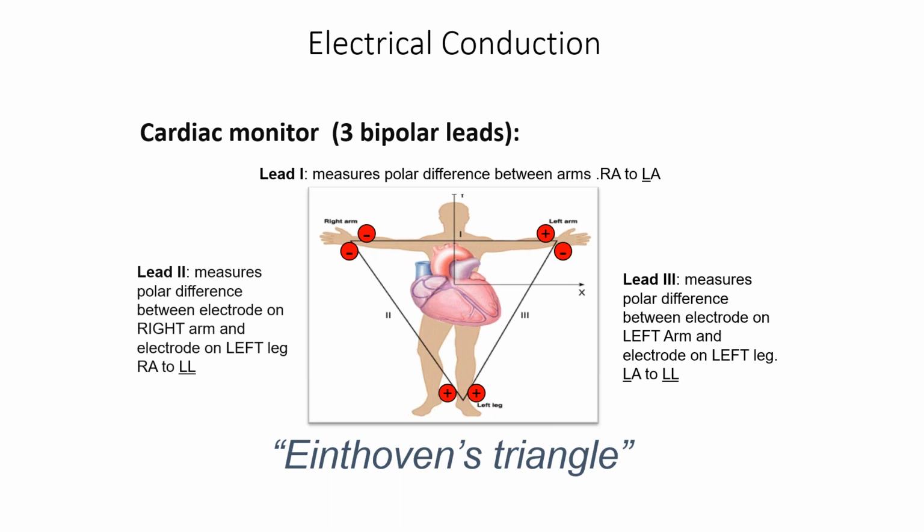So it goes across the chest. And then lead 3 measures the polar difference between electrode on left arm and electrode on left leg. So LA to LL, and I underline there's 3 L's there. This is called Einthoven's triangle.